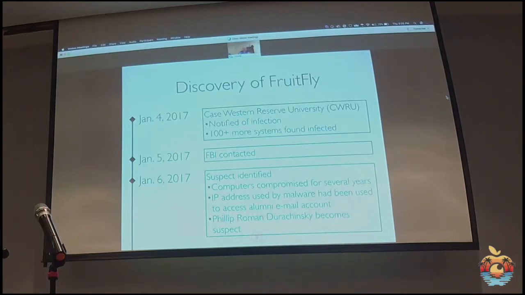So on January 4th in 2017, Case Western Reserve University in Cleveland was notified of an infection by a third party. We don't know exactly who that third party was. That information has not been made public. But this third party shared indicators of compromise that allowed Case Western to look through its systems and find the infection. And they found that they had more than 100 systems that were infected with this malware.